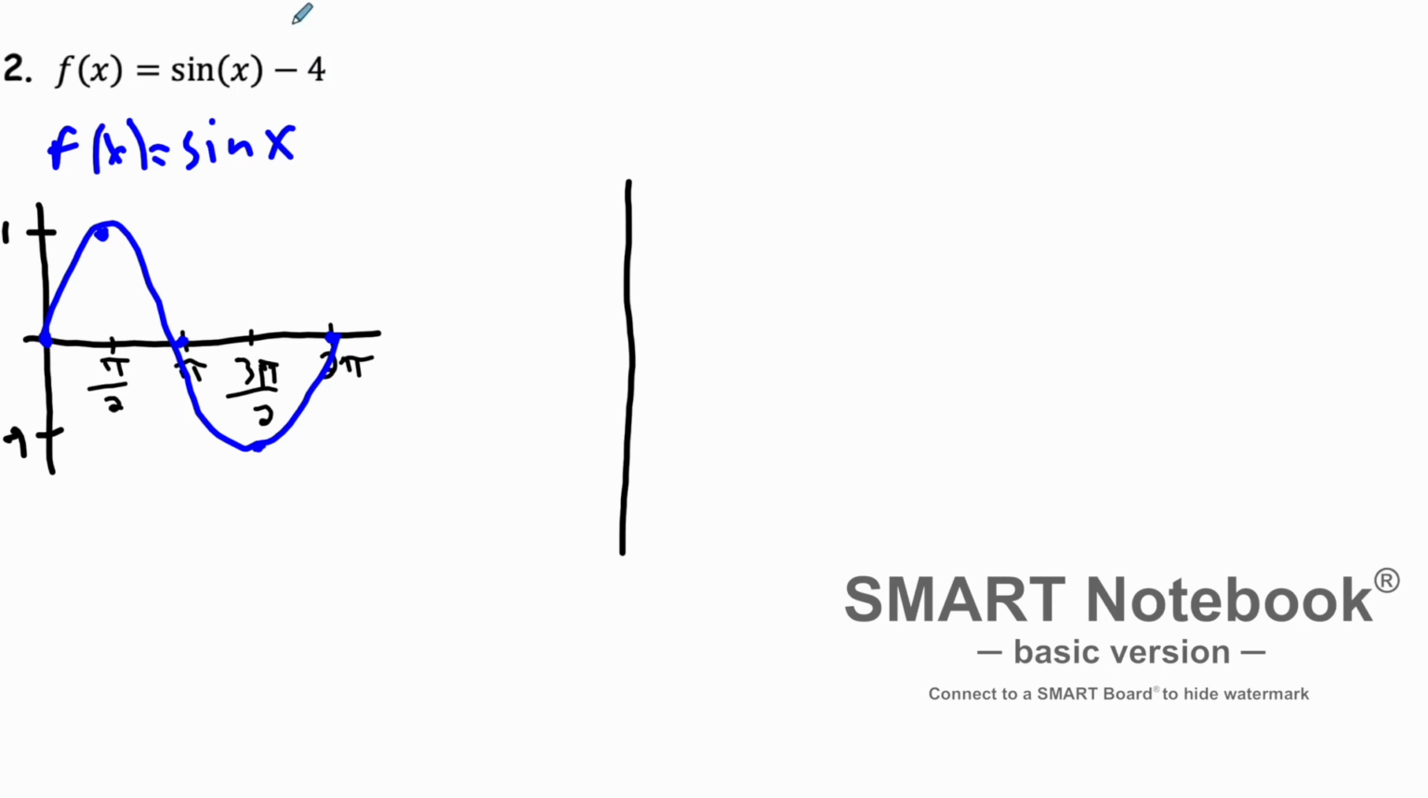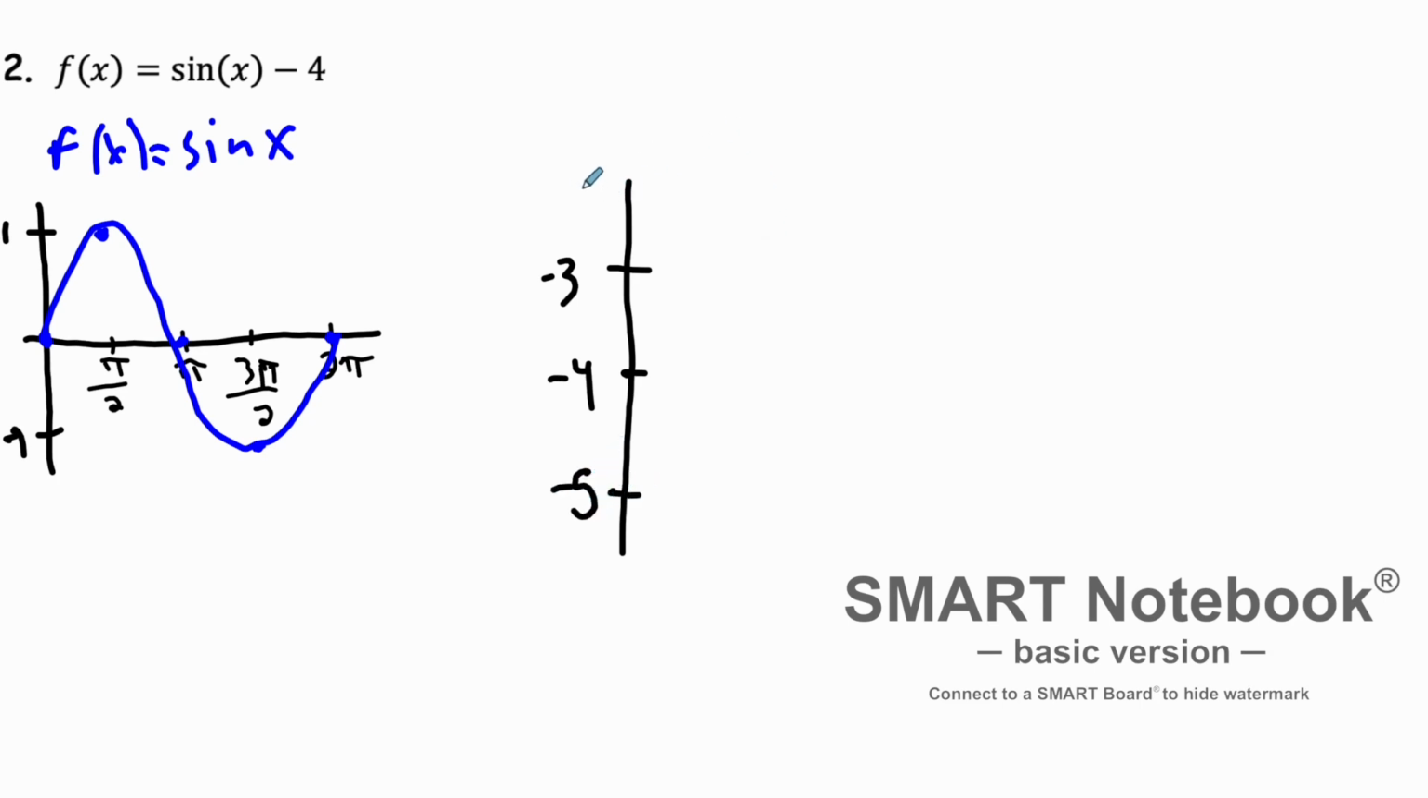All right, so I'm going to take this whole graph, and -4 means I'm going to shift it all down 4. So my first point from 0, well, 0 is going to get moved down to -4. My next point was at 1. 1 minus 4 is -3. So that's going to be shifted down to -3. 0 is at -4. 0 minus 4 is -4. And -1 minus 4 is -5.